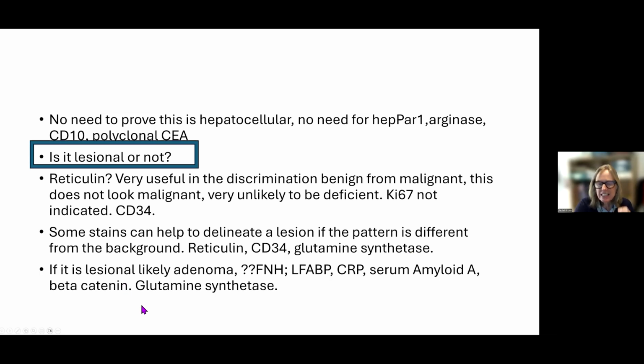In this case, if it is lesional, what's our differential diagnosis? I would feel from these H&E appearances, I'm thinking more about adenoma. Might you consider FNH? There are some ductules there. There are not really very big fibrous septa, but you might have that as a differential diagnosis. So this then is the panel of immunohistochemistry that I would use in this case: a liver fatty acid binding protein, C-reactive protein, serum amyloid A, beta-catenin, and a glutamine synthetase I would include here as well. So that would be my approach in this case.